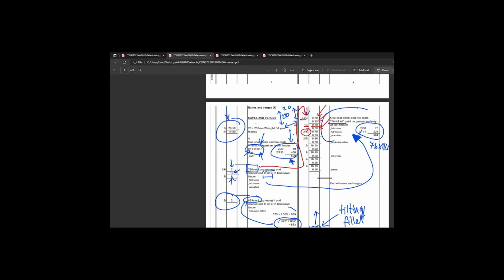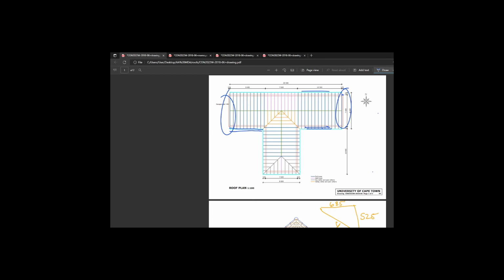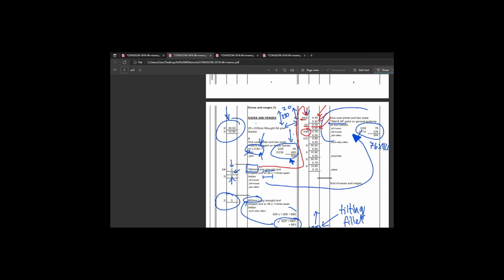These are your jack rafters. Okay? 8 times 2, remember? 8 and 8. Come on. And 2 by 2. A little bit less obvious. Let's take a look where these 2 by 2s are going. 1, 2, there. Okay.